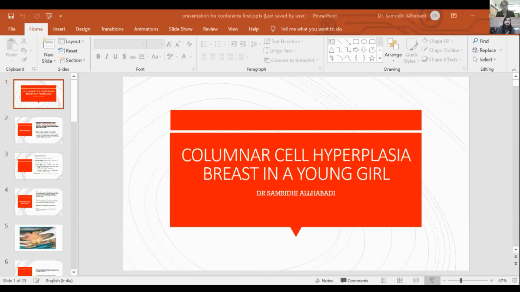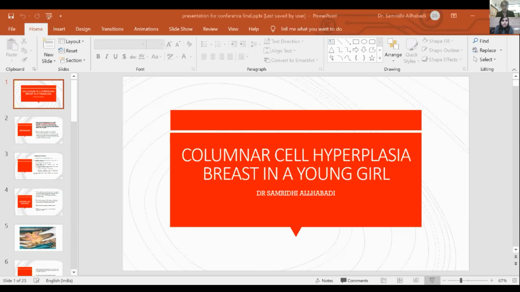We have two entities: columnar cell lesions with atypia and columnar cell lesions without atypia. Columnar cell lesions without atypia are not associated with any precursor; they are not a precursor for any carcinoma. But columnar cell lesions with atypia, also known as flat epithelial atypia, can be seen associated with carcinoma.